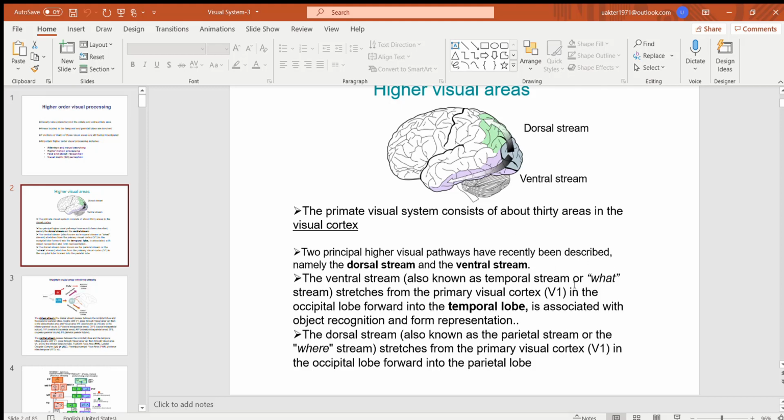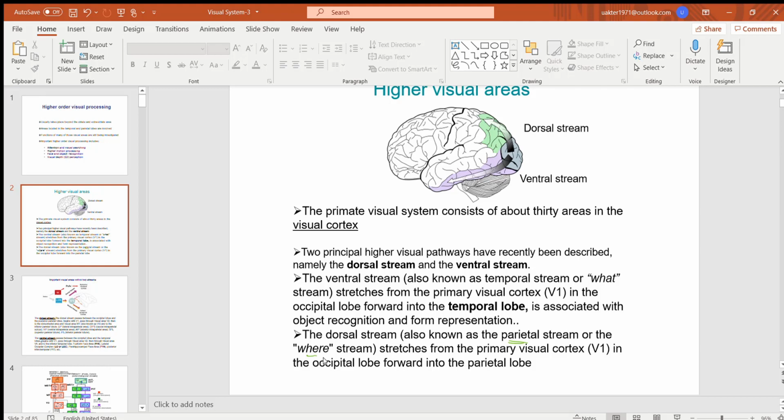And two streams I mentioned in my last lecture. One stream is the ventral stream, which is also known as the what stream. That means object recognition, and that what stream or ventral stream is located in the temporal lobe, inferior temporal lobe. And the dorsal stream, which is also known as the where stream, is located in the parietal lobe.